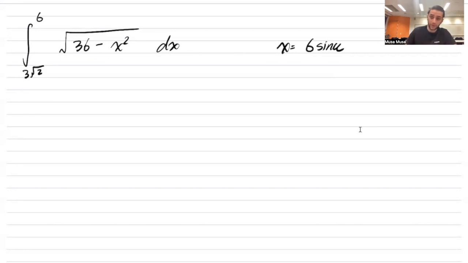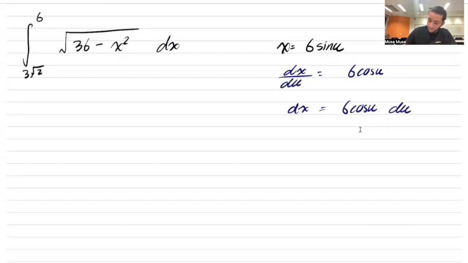So we need to replace everything. It seems like we have a replacement for this x. We need to replace this dx. So instead of taking d dx, I'm going to take d du. So it's going to be dx on du equals 6 cos u. That means that dx is going to equal 6 cos u du.